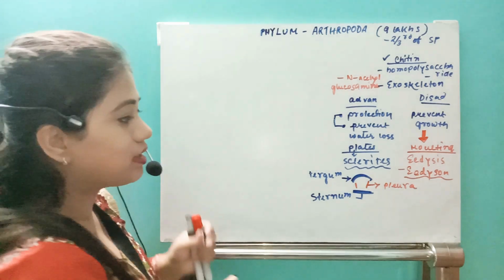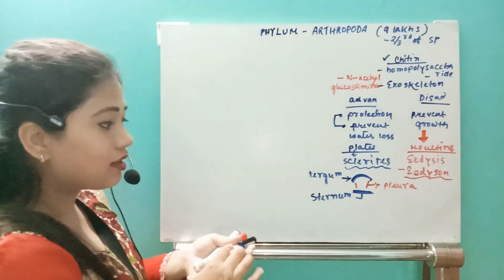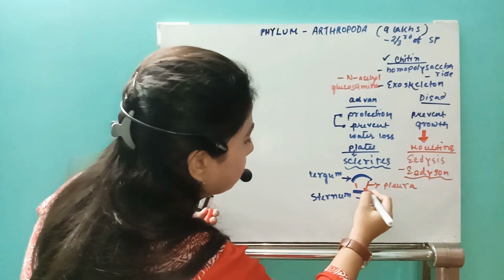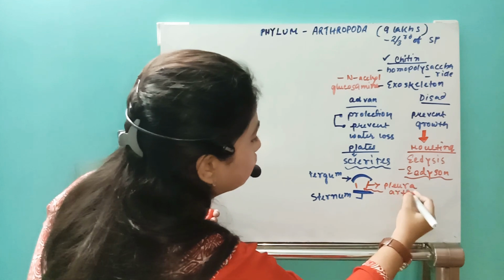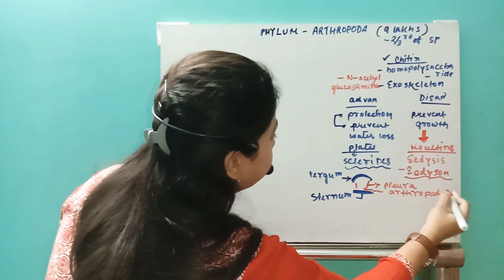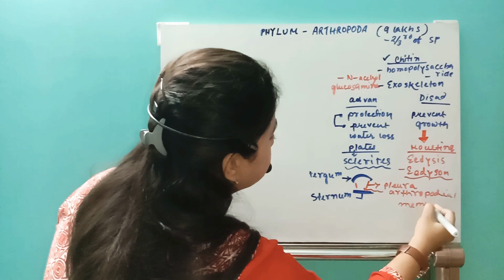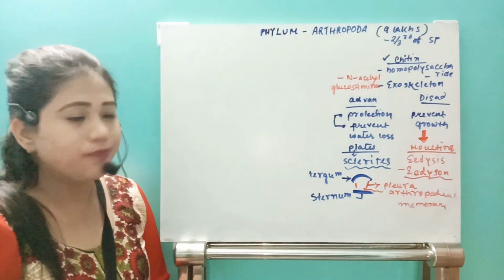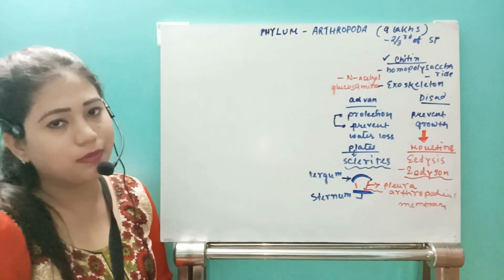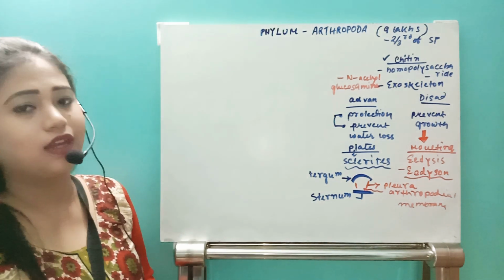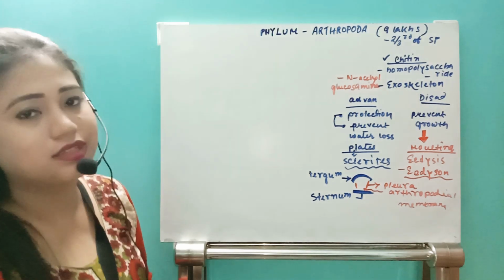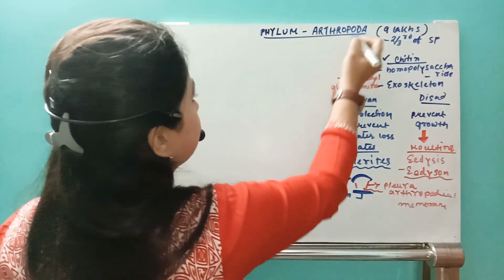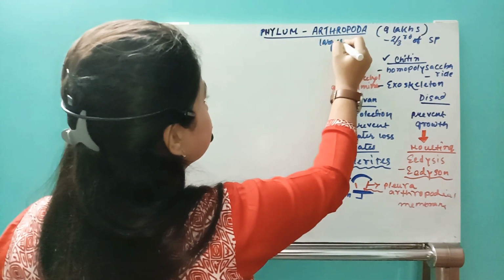Now how is it that the lateral pleura can attach to the tergum or the sternum? This is by one membrane, known as the arthropodial membrane. This arthropodial membrane will help in attaching the sclerites to each other. These are the things you have to remember, for why the phylum Arthropoda can be a successful survivor and become the largest phylum.